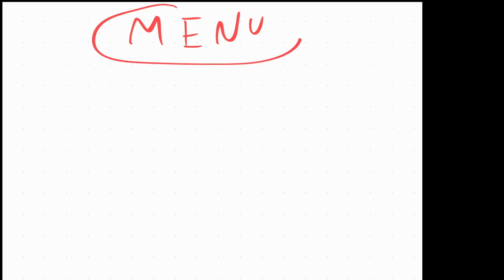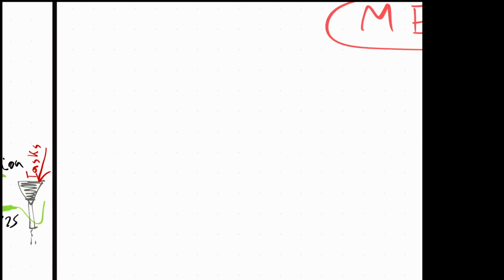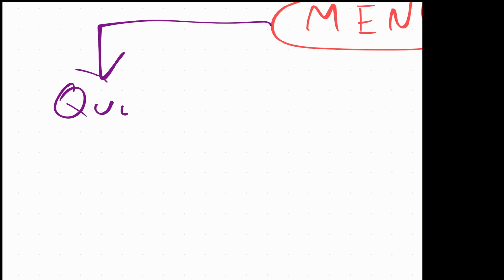Oh, you can't see that at all. Let's do this color. Alright. So, menu. And to the left, we're going to have quitting. So, how do you get out? Quit. So, in the terminal or in the menu, you're going to have the option to leave.